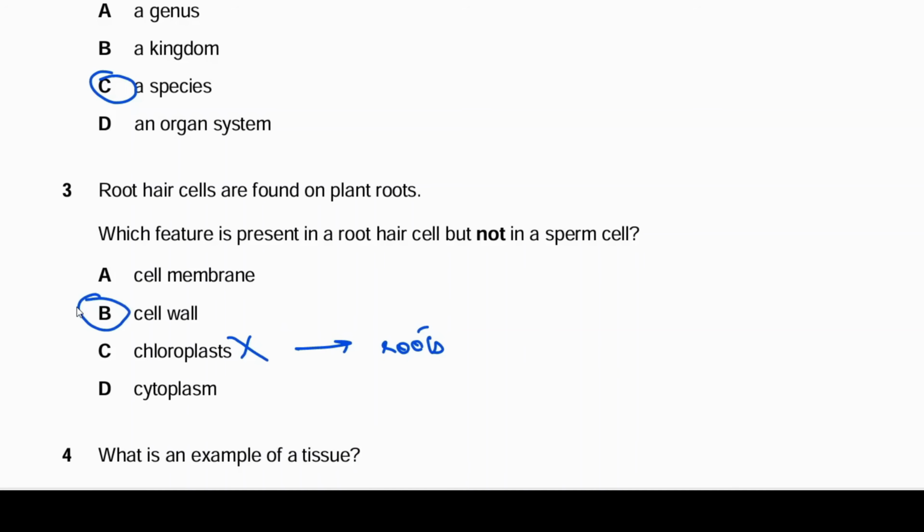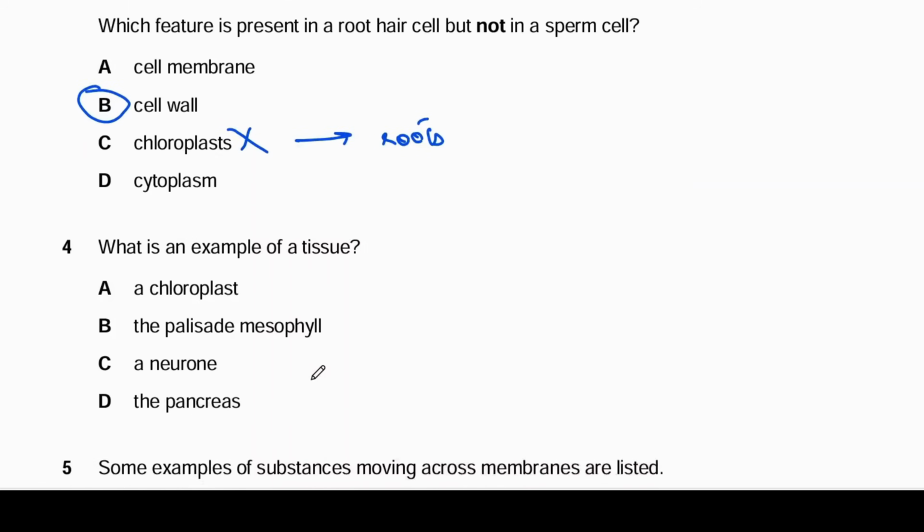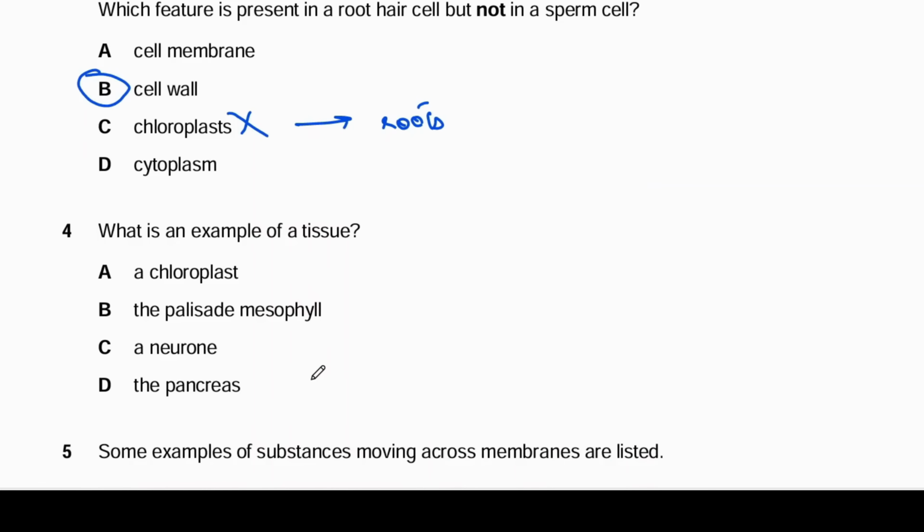Okay, -1 for you. What is an example of a tissue in this one? A chloroplast is an organelle. A palisade mesophyll is a cell. A neuron is a cell. Oh wait, pancreas is an organ. So this is the only one that can combine together. Yes, it's a layer of cells.